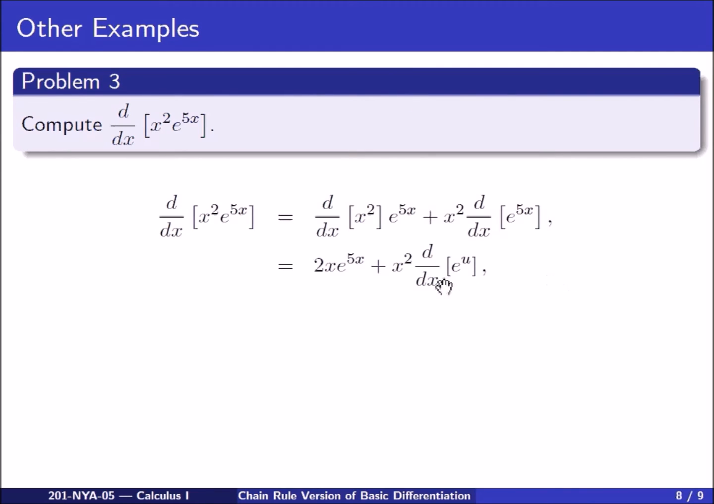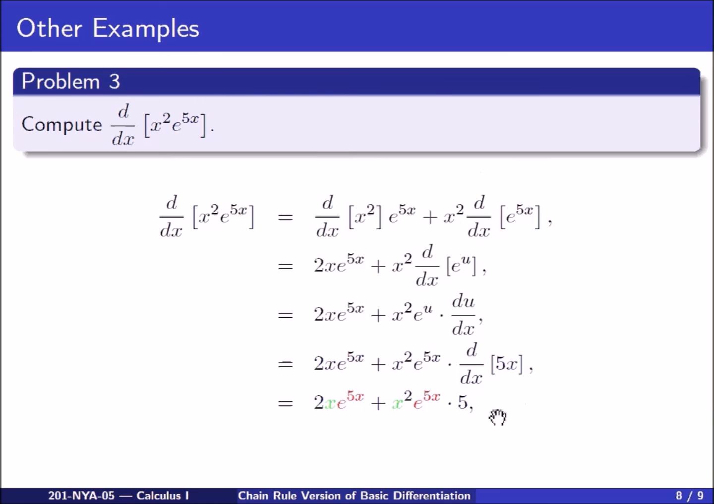So the derivative of e to the u, where u is a function of x: I know that the derivative of e to the x is e to the x, so the derivative of e to the u will be e to the u times du dx. Again, let's not forget about that part. Afterwards, I can replace u by 5x, and I need to compute the derivative of 5x. That's quite easy. The derivative of 5x, well, this is a straight line with a constant slope of 5, so its derivative is obviously 5.